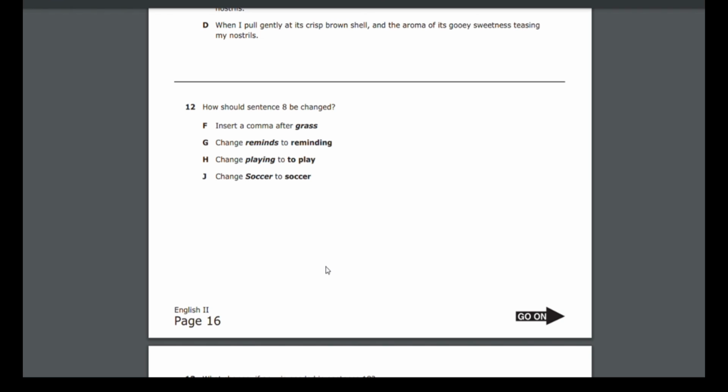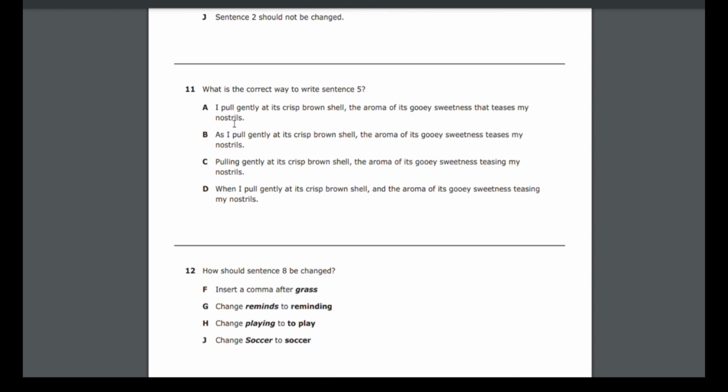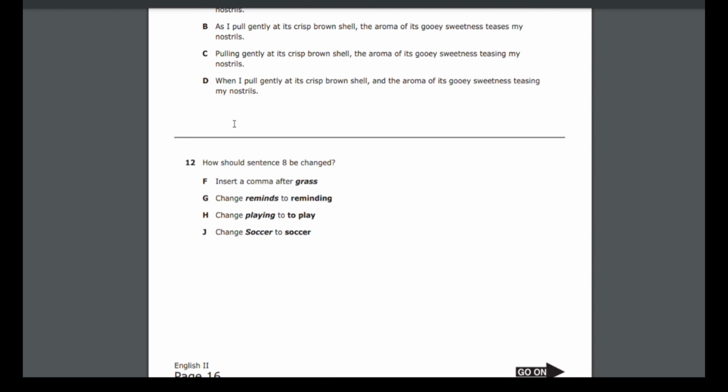Okay, so here is where the STAAR tries to trick the students. If we look at 12 and 10, they're being asked to do the same thing. It's just the way they're being asked to do it. So 10 says what change, if any, and then 12 says what should sentence 8 be, how should sentence 8 be changed, excuse me. It's the same task, it's just how it's being worded to confuse them. I'm sure they'll say sentence variety, but it really is just confusion, especially for our special pops kids.